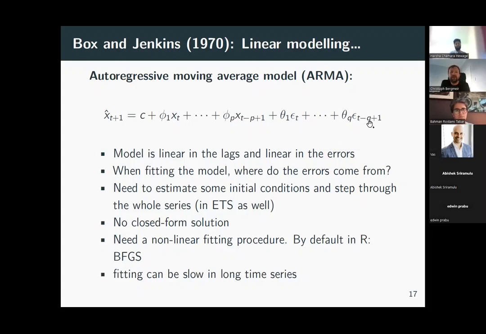But when you now actually start fitting an ARMA model, then you are like, well, hold on, where do I get these errors from? These errors, you need to actually step through the series to get them. So you need to estimate some initial conditions and step through the whole series. There's no closed form solution. If you look at the R code of ARMA, it actually uses a BFGS nonlinear fitting procedure. And that's what makes ARMA models often quite slow. If you have a very long time series, fitting an ARMA model is quite slow.